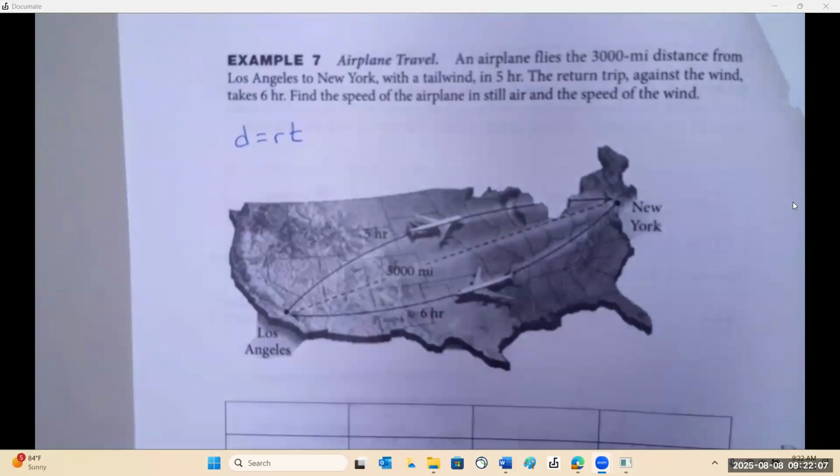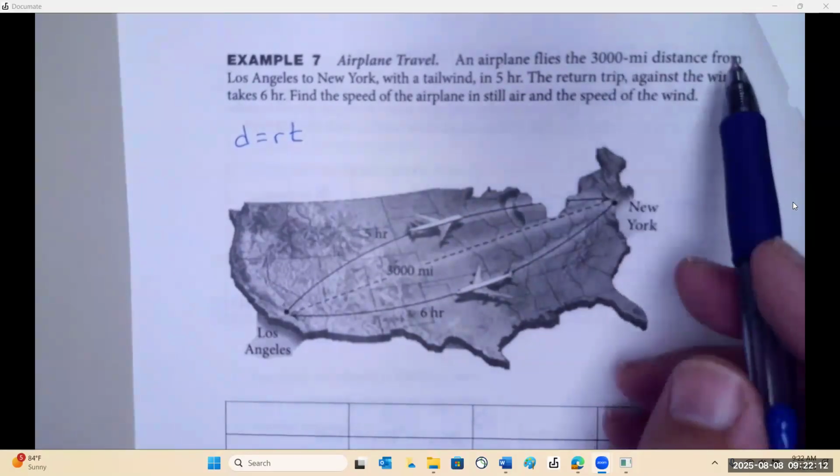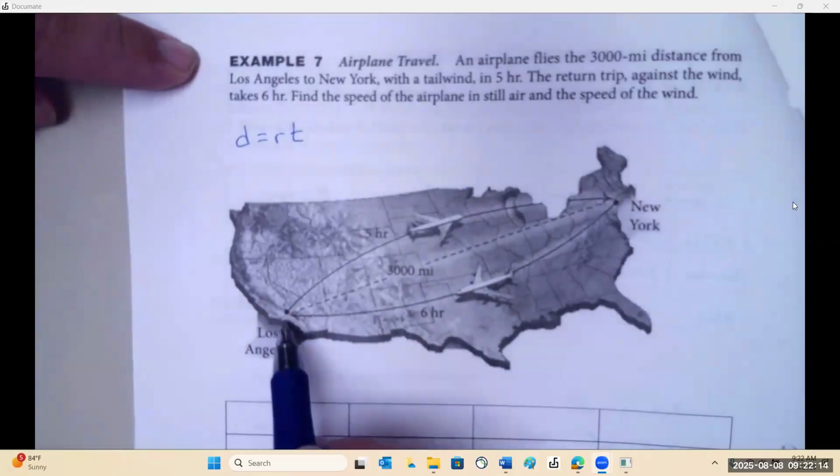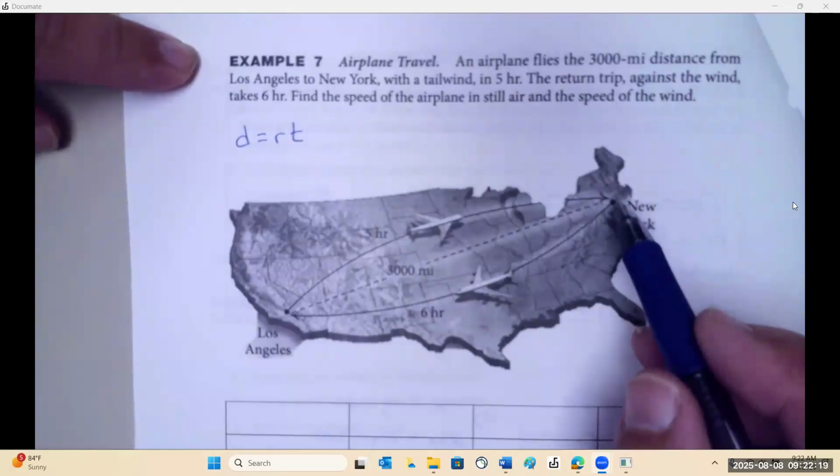All right, what this one says: An airplane flies a 3,000-mile distance from Los Angeles, California, to New York with a tailwind. What's a tailwind?